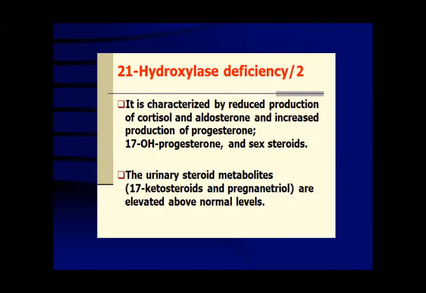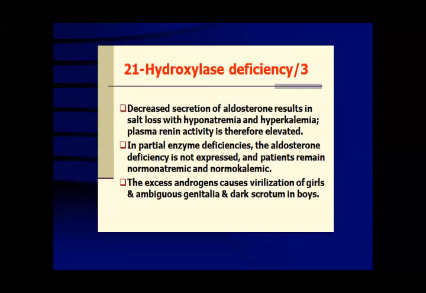What happens in the case of 21 hydroxylase deficiency? This is an enzyme deficiency characterized by reduced production of cortisol and aldosterone and increased production of progesterone. Its precursor is 17 hydroxyprogesterone. And the main diagnostic point is that in urine, the steroid metabolites will be elevated. So 17 ketosteroid and pregnanetriol are the hormones raised in the urine.